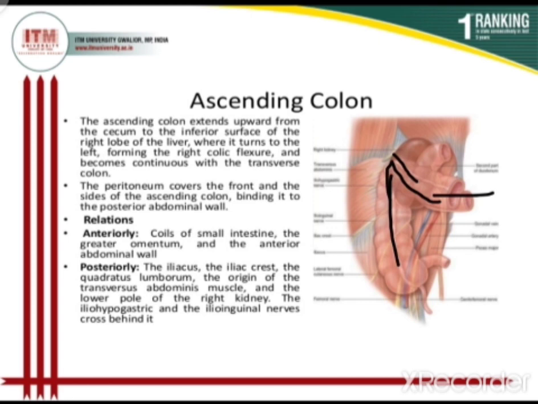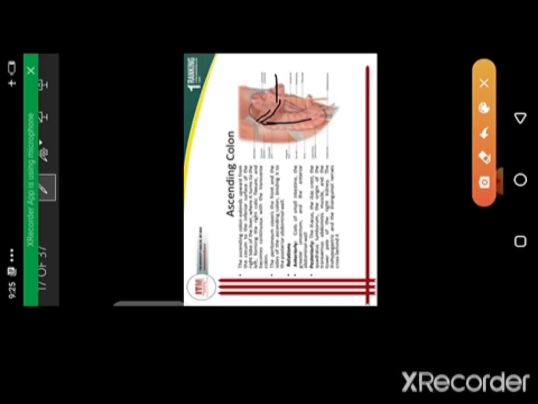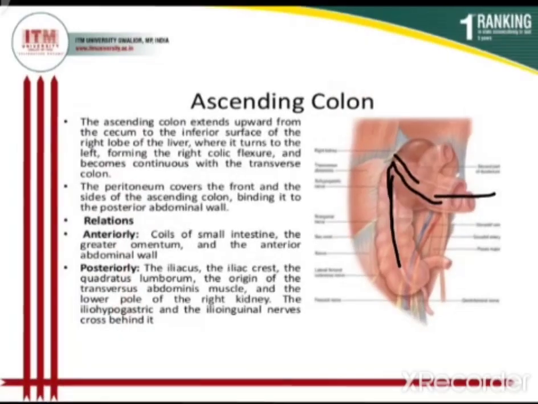Now the relations: anteriorly, coils of small intestine, the greater omentum and the anterior abdominal wall. Posteriorly, the iliacus, the iliac crest, the quadratus lumborum, the origin of the transversus abdominis muscle and the lower pole of the right kidney. These are the posterior relations, and the iliohypogastric and the ilioinguinal nerves cross behind it. Fine. So these are the various relations of the ascending colon.